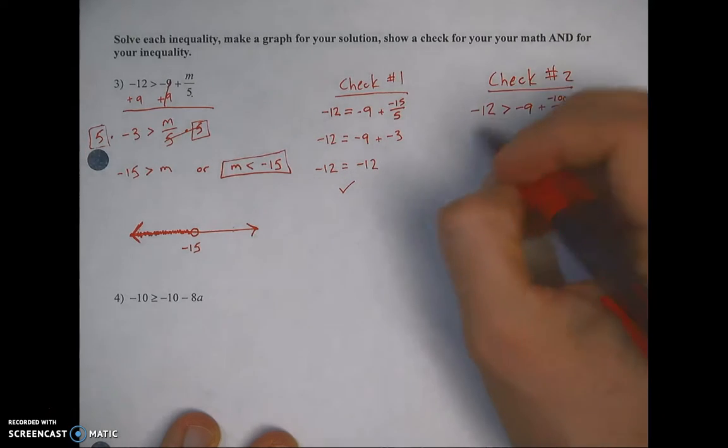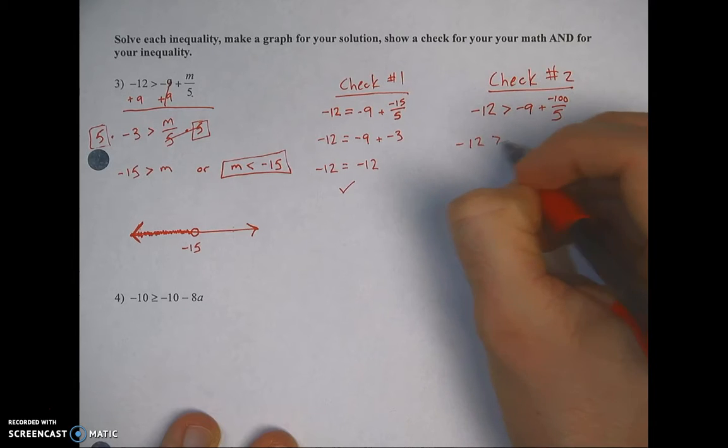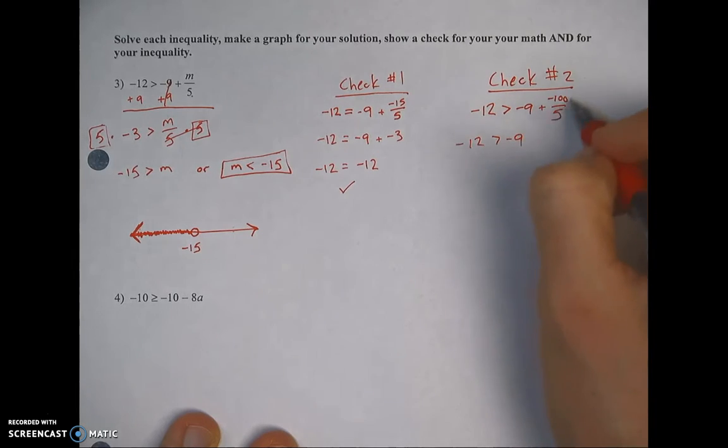So let's see what happens here. Nothing happens on the left. I'm going to leave the negative 9 alone. And I'm going to divide.